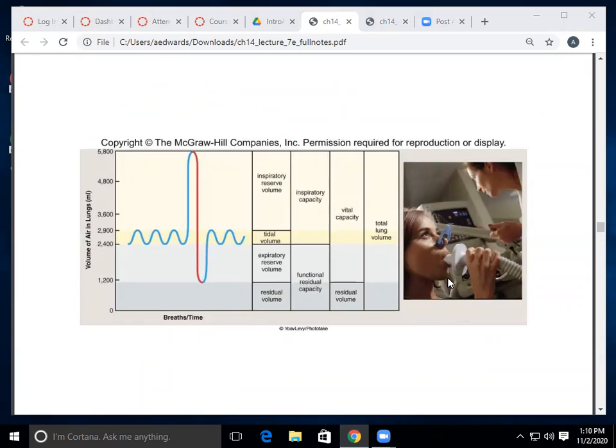All right, so here's a picture. Here's a person using a spirometer. This is the actual instrument, measuring their breathing. This is the spirogram. It's what that measurement looks like if you plot it on a graph.